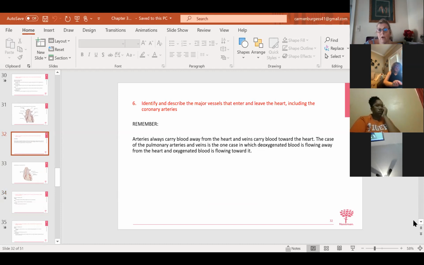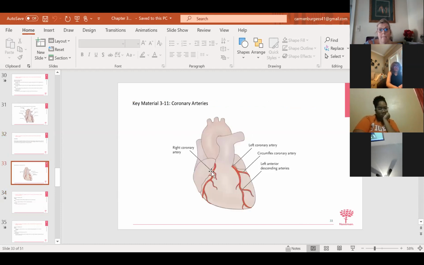Here are the coronary arteries that we talked about. When that blood leaves the aorta for the body, it also goes to your coronary arteries. The aorta gets that blood from the left ventricle and supplies your body with blood, but it's also forking off and supplying blood to the coronary arteries. You have a right one, you have a left, a circumflex, and a left descending artery, an LAD.